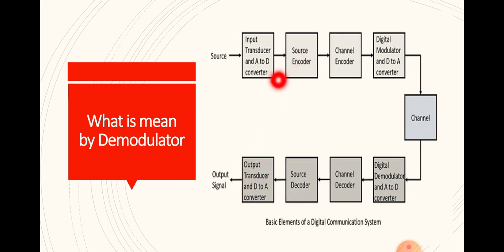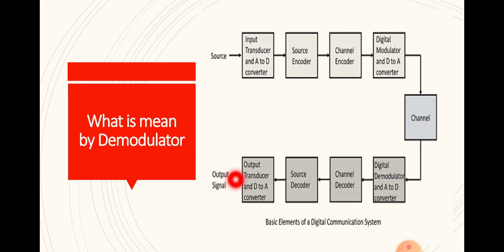Let us take one example. In mobile communication a person generates a sound signal. That sound signal is applied here. This block converts that sound signal into electrical form. The source encoder encodes that electrical sound signal. Here the channel is selected, and then it is applied to the digital modulator. The modulator converts this digital data to analog form and it travels through free space.